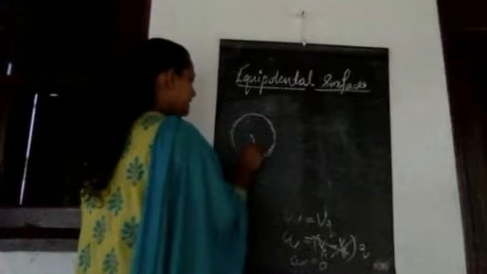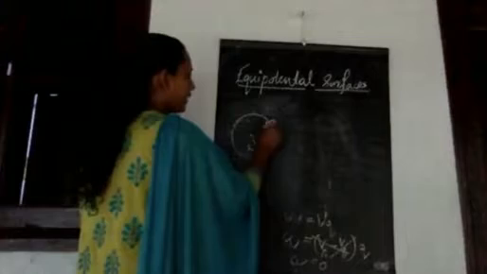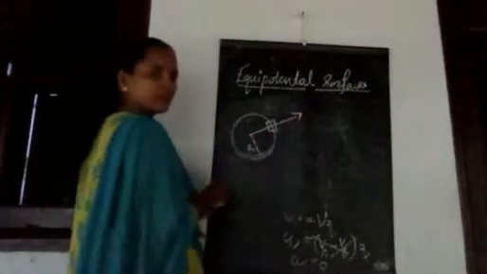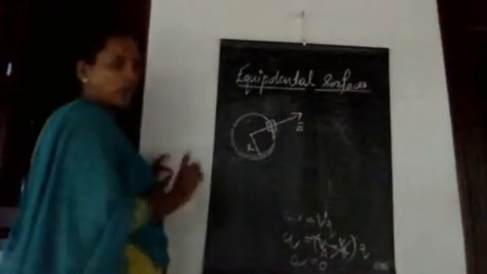Take a point on a spherical conductor's surface, at the same distance r from the center. The electric field at this point will act like this, normal to that given point. If this electric field is not normal to that equipotential surface, what will happen?